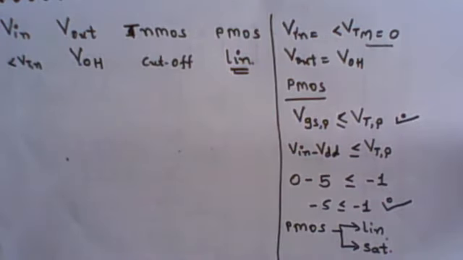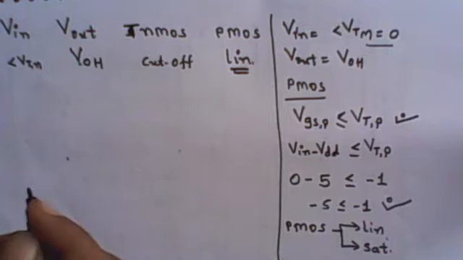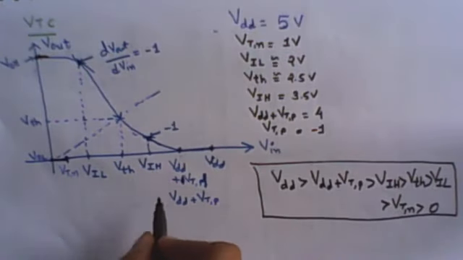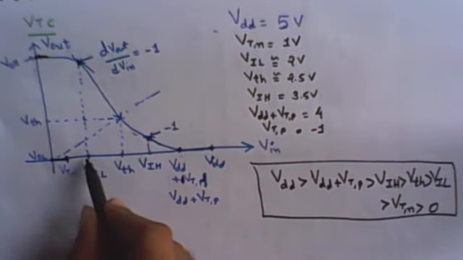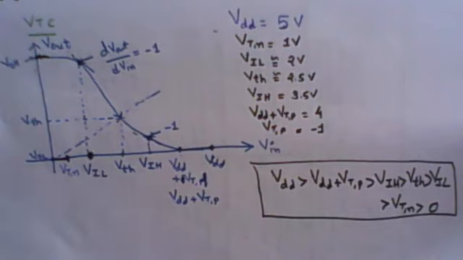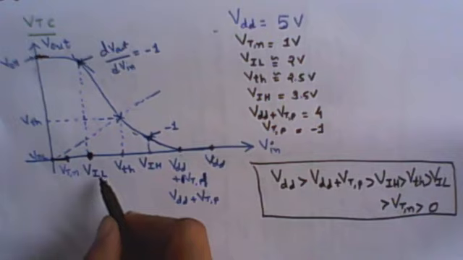Is it clear? Now let's find for the other critical voltage, VIL, what is the operating region? So let's see in the VTC characteristics. When we want to derive the VIL, what is the operating region of the nMOSFET and what is the operating region of the PMOS?